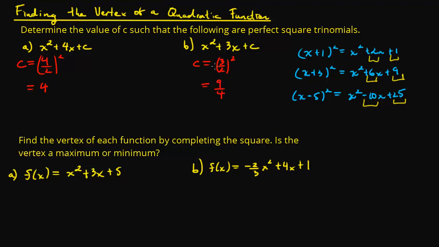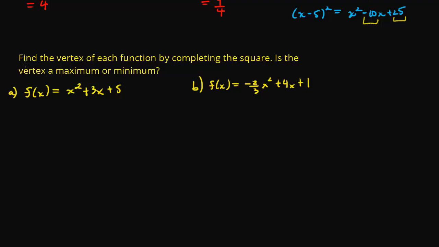Now let's go ahead and use this method in some algebra. In the second example, we're told to find the vertex of each function by completing the square, and is the vertex a maximum or a minimum? So basically our objective here is to rewrite each of these functions in the form f of x is equal to a times x minus h squared plus k. So let's start out with a.